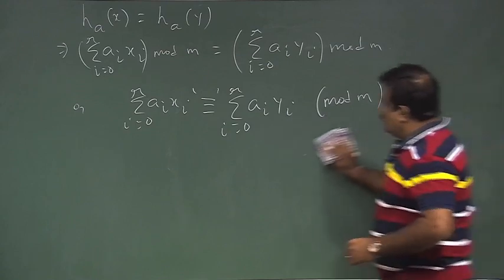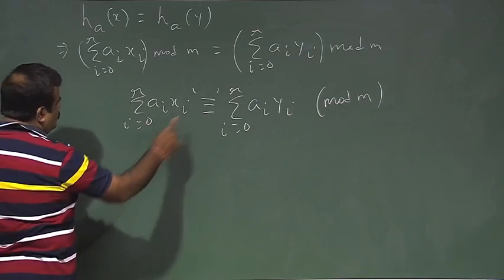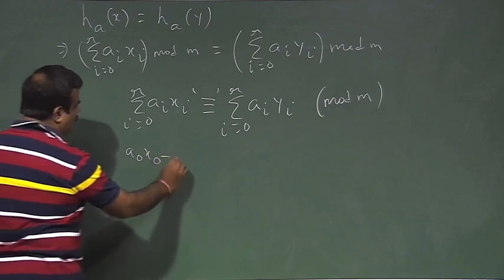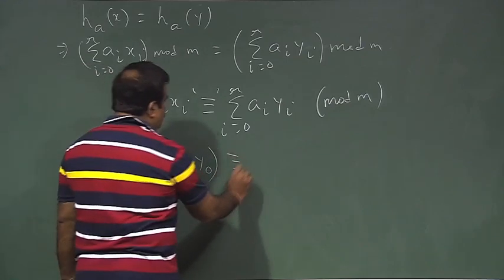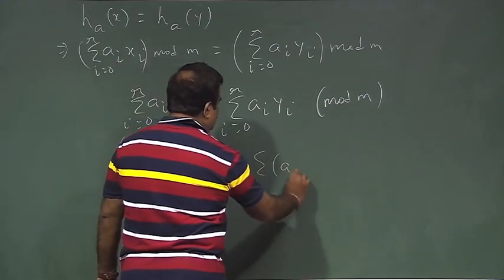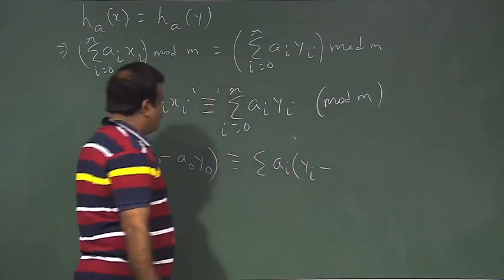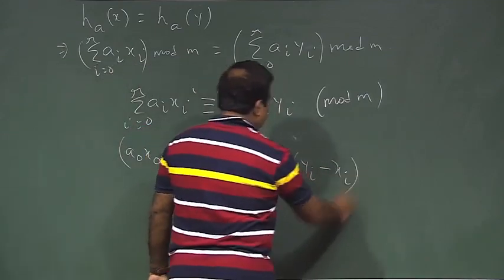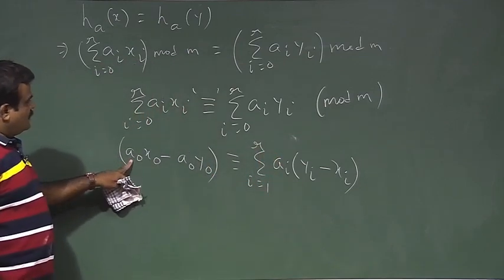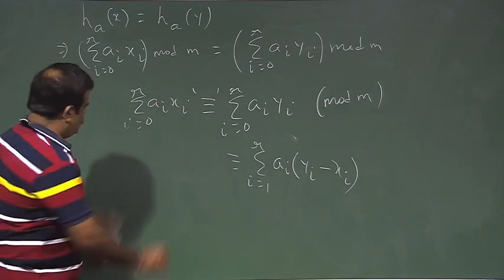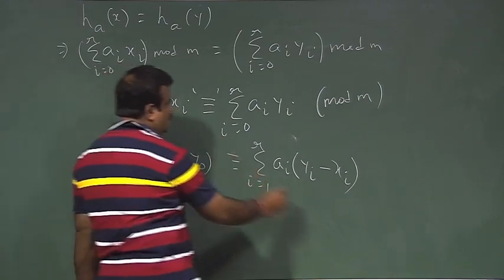Okay. So anyway, this is giving us this relation. Now we want to take this side. We have to take a 0 x 0 minus a 0 y 0 to one side, and the remaining terms to the other side. So summation of a i, we take common a i, y i minus x i, from i equal to 1 to r, because we have taken a 0 x 0 here. So we can take common a 0, x 0 minus y 0. So this is under mod m.